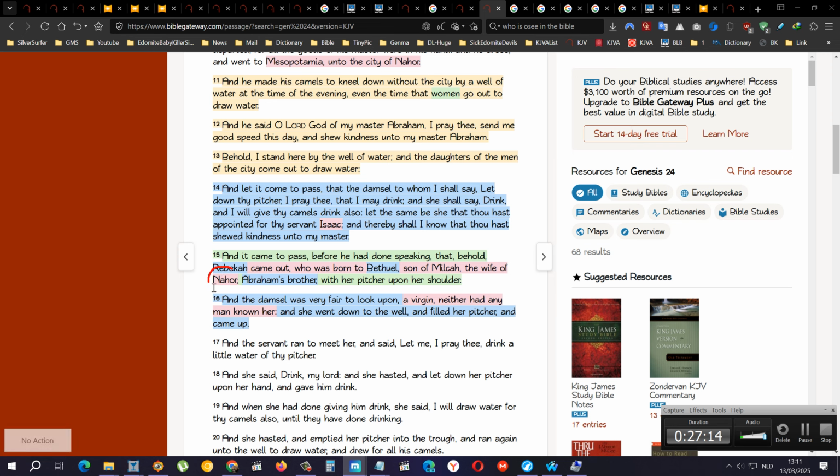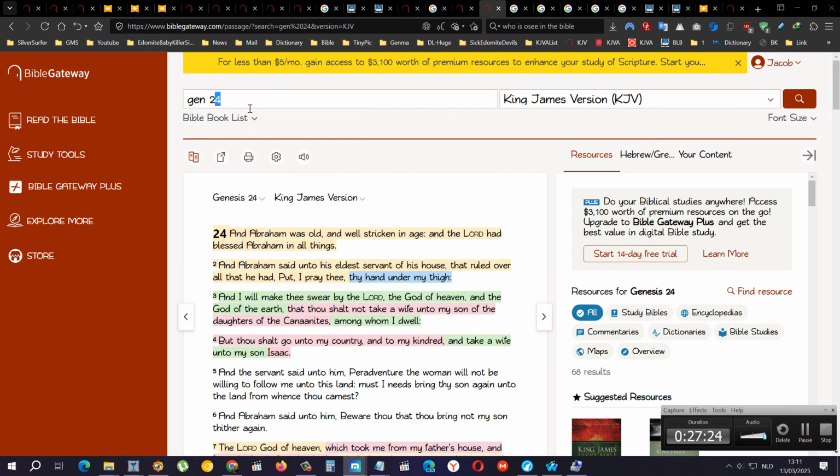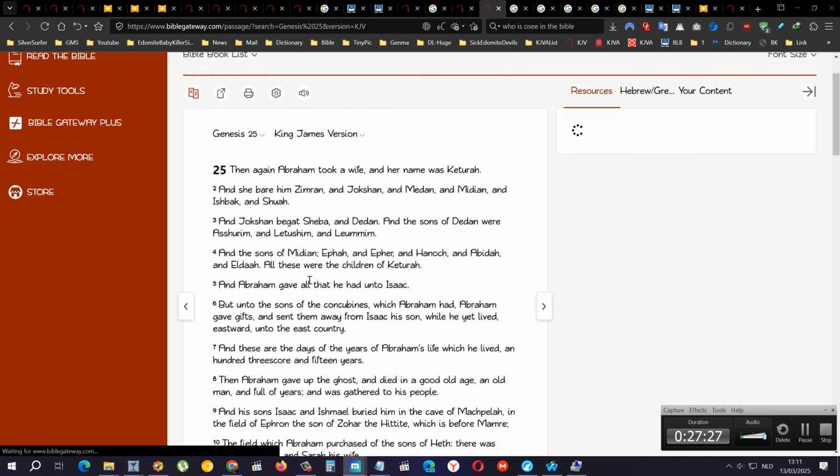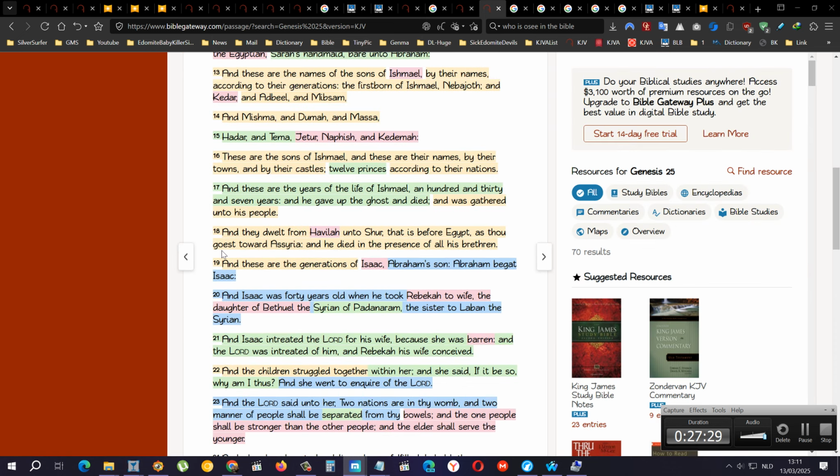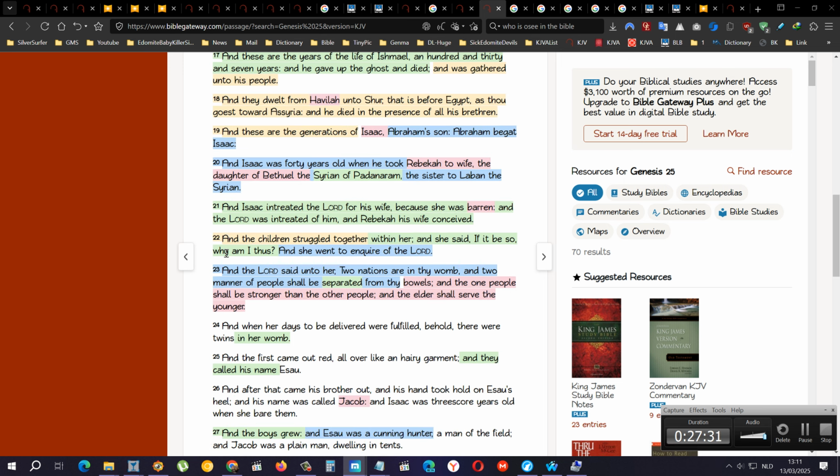Bethuel is the son of Nahor, and Nahor is the brother of Abraham, and Rebekah is the daughter of Bethuel. Right? And then Genesis 25:20: And Isaac was 40 years old when he took Rebekah to wife, which is his cousin, the daughter of Bethuel, the Syrian of Padan Aram. This Syrian is talking about the region.